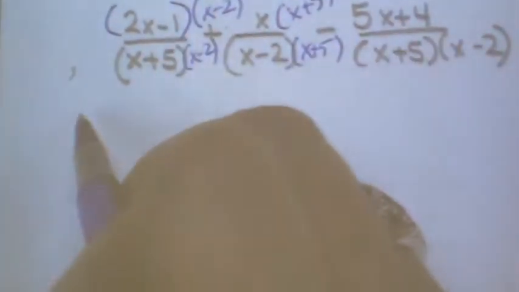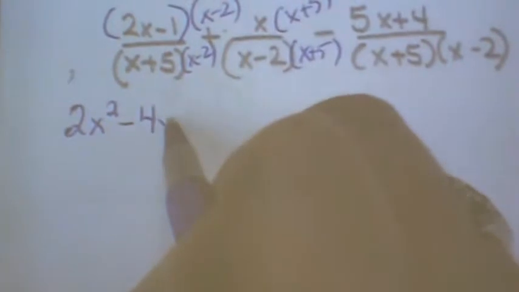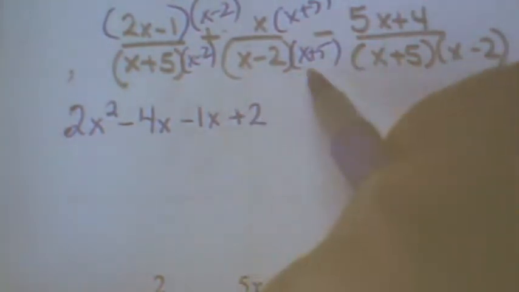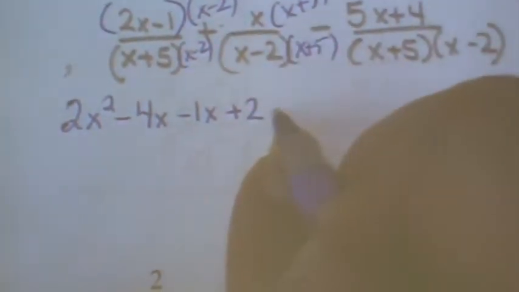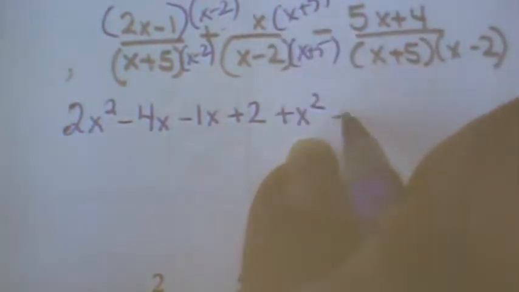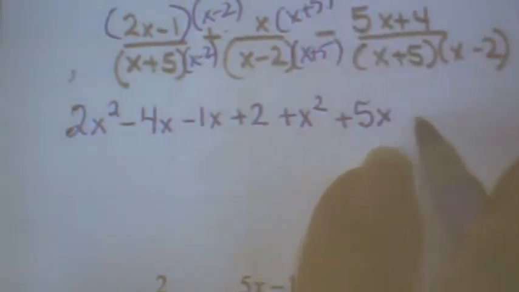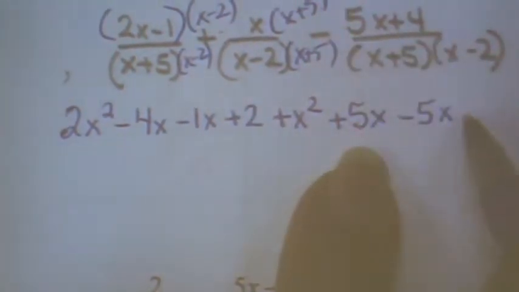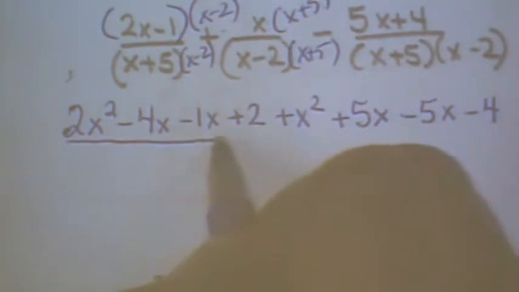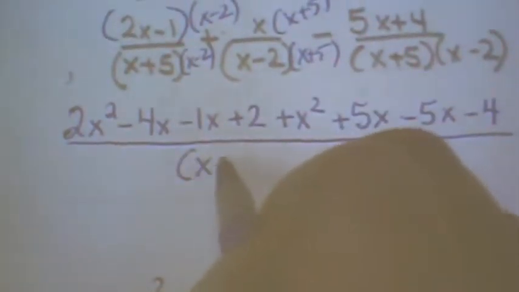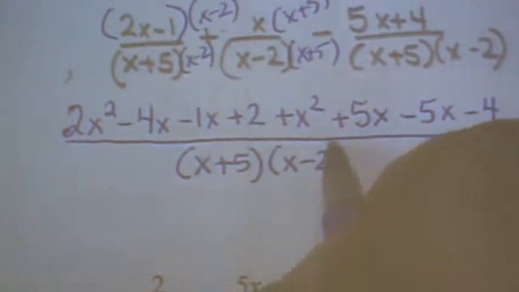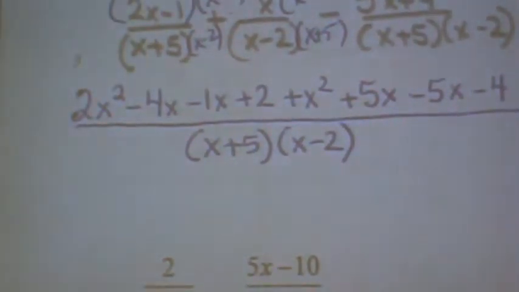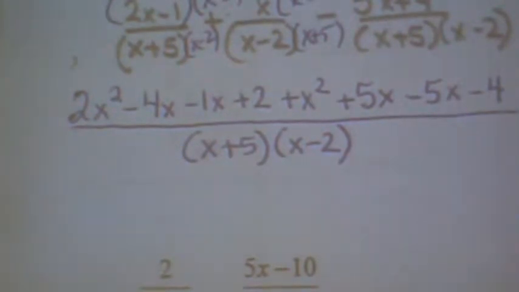So what do we have? Let's distribute. What's 2x times x? 2x squared. It's gonna be a long one. 2x times negative 2, negative 4x, minus 1x plus 2. Can I keep moving along? Plus x squared, plus 5x. Now I'm just gonna distribute minus 5x, minus 4. All over this whole mess. It has one common denominator now, x plus 2, x minus 2, x plus 5. Yeah, plus 5. X plus 5 times x minus 2.